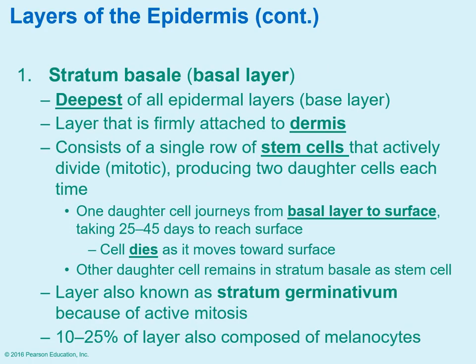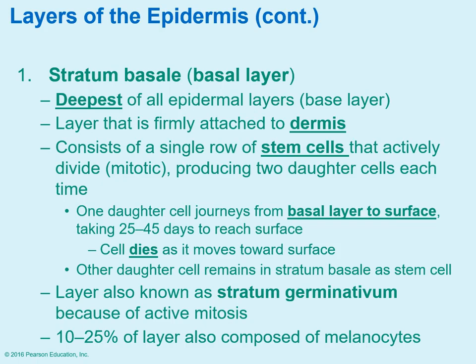The stratum basale, we're going to look at each of these layers individually. This is the deepest of all the layers. As the name implies, basal, it's that base layer. So it's going to be attached to the dermis. It has a row of stem cells. Stem cells are cells that have not differentiated yet, meaning usually their purpose is just to go through mitosis and produce new cells. And then those new cells will receive the message, if you will, as to what specific cell they're supposed to become.